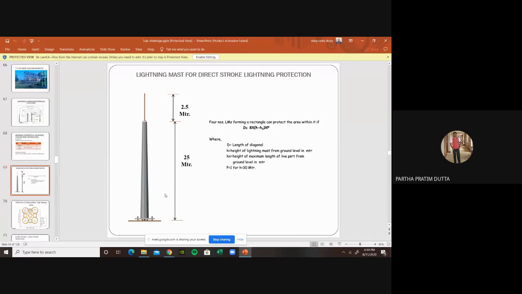Now comes the lightning mast, or the lightning stroke of the lightning protection, that is 25 meter plus lightning stick 2.5 meter. The entire area of the rectangle of the lightning mast creates DS. DS means the area within which the 4 lightning masts can create protection, that is 8 into H minus HX. H means height of the mast, and HX is the maximum height of the live part of the switchyard, and P is a factor. P is 1 if the height of the mast is less than 30 meter.